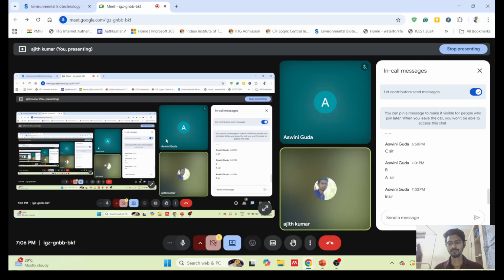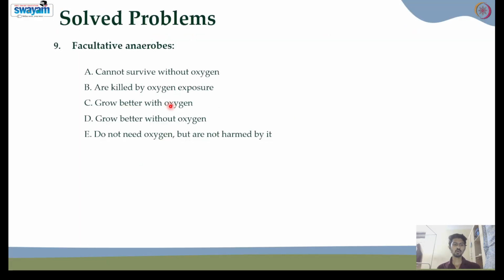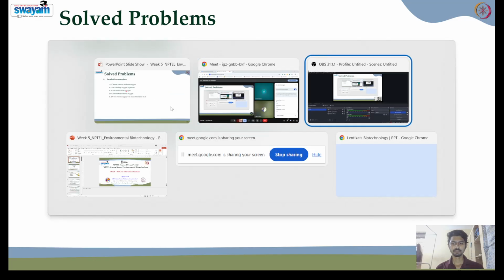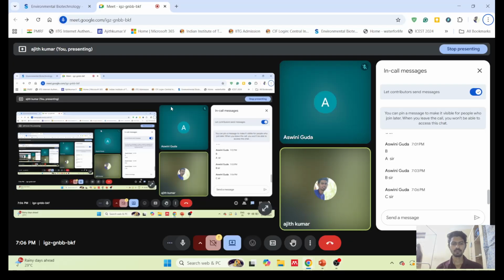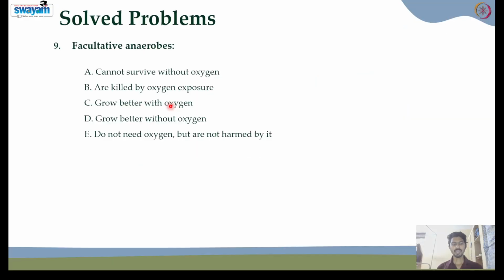Any answer? What do we mean by facultative anaerobes? Option C. Okay. Any other answer? Okay. We will see the options.